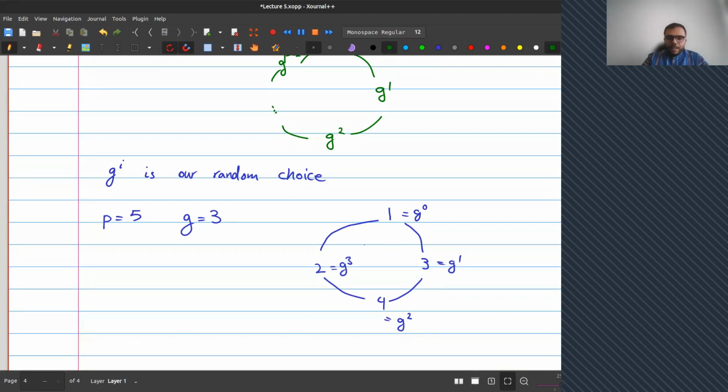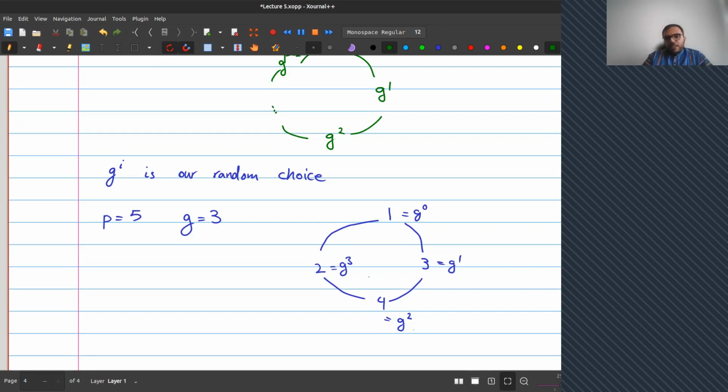Now, here's the thing. I'm choosing a remainder randomly, and I want to see what is the probability that that random remainder I choose is also a primitive root. If the random remainder that I choose is my number G itself, if it's 3, of course it's a primitive root. Now, if randomly I choose 4, what happens? 4 is G squared. So what do I get if I look at powers of 4? I get G squared, then G to the power of 4, which is the same as G to the power of 0. Then I get G to the power of 6, which is the same as G squared. So I basically get 4, 1, 4, 1, 4, 1.